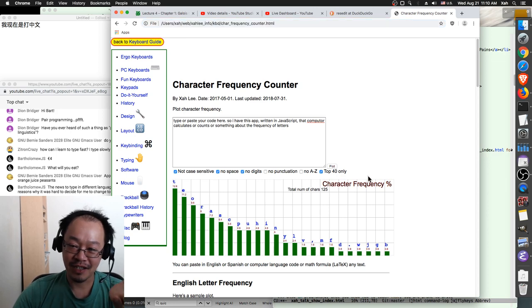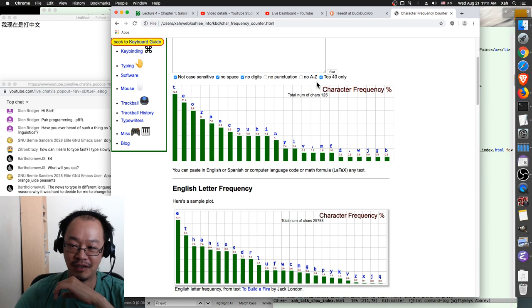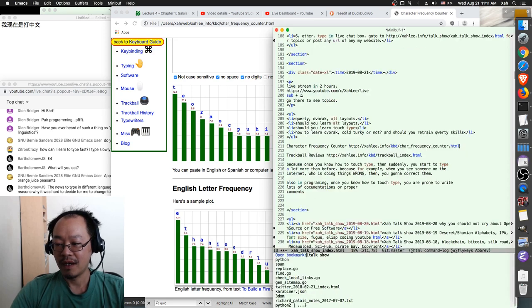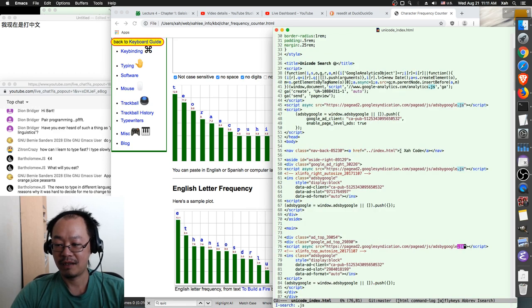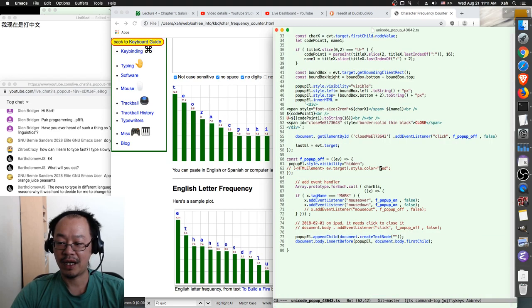So you have to study a frequency counter, and this one is measuring letters. You can also post, for example, let's go to Unicode. Let's go to JavaScript. Okay. JavaScript. I have.